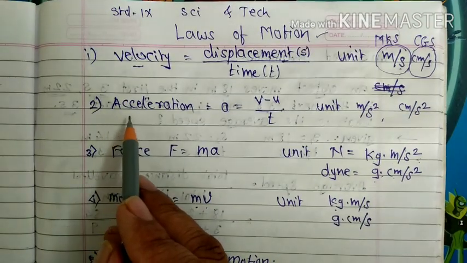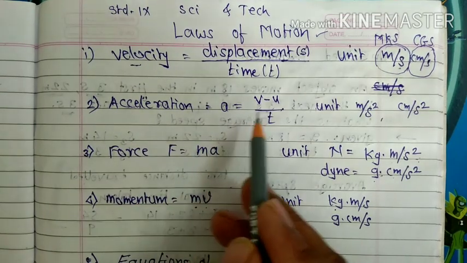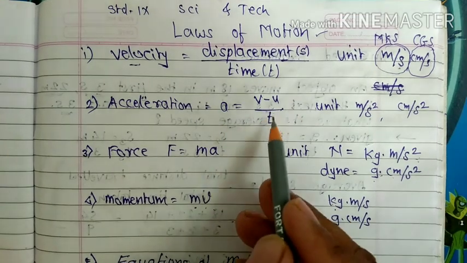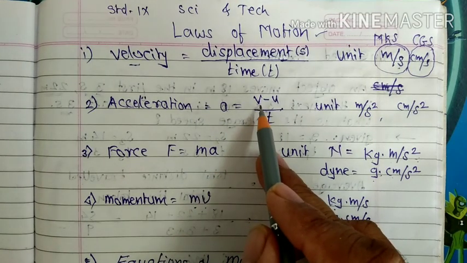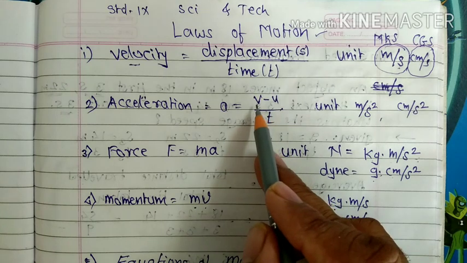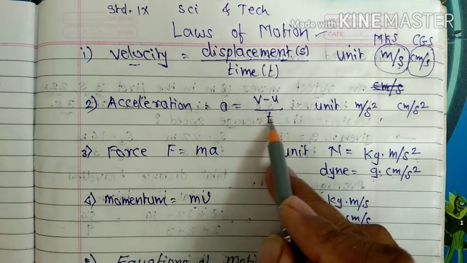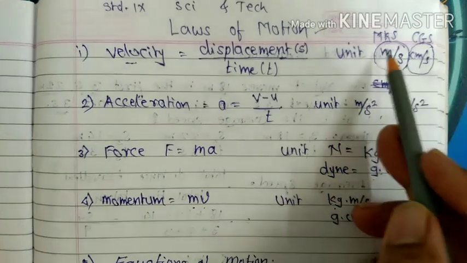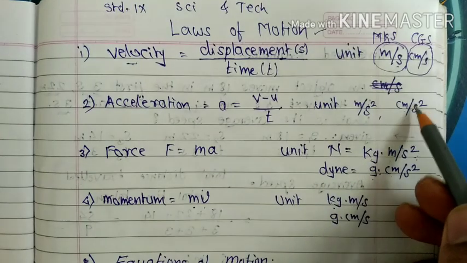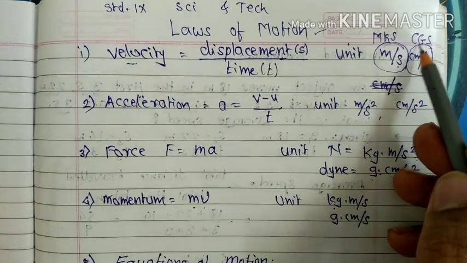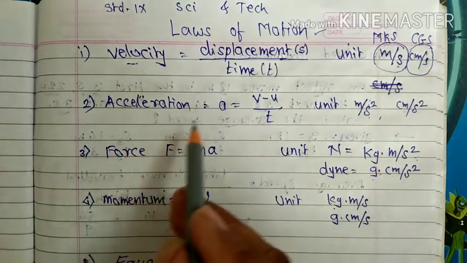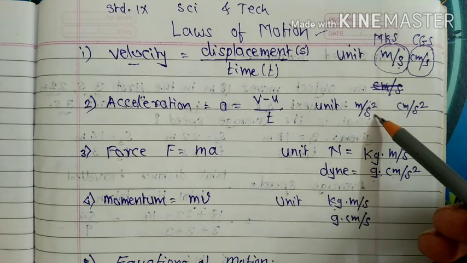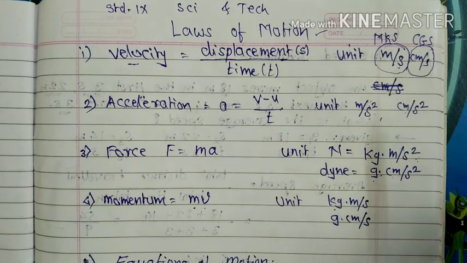See the next one, acceleration. Acceleration is a equal to, now what do you mean by acceleration? Acceleration is the rate of change of velocity. So v is the final velocity, u is the initial velocity, v minus u upon time t. Units are meter per second square in the MKS system and centimeter per second square in the CGS system. That means whenever we want to find acceleration, our unit must be in the form of meter per second square or centimeter per second square.